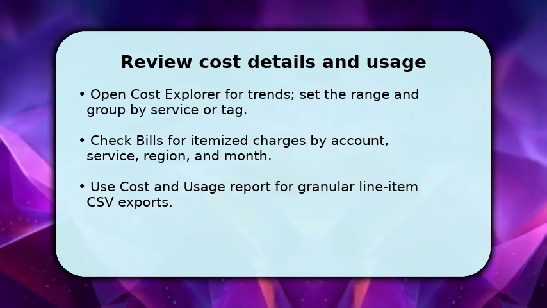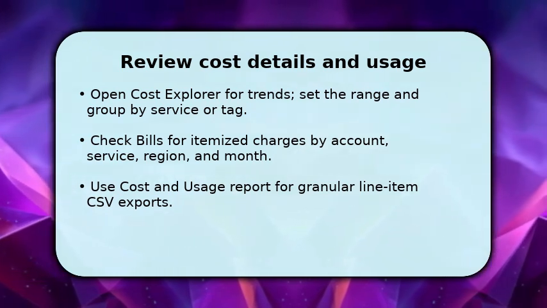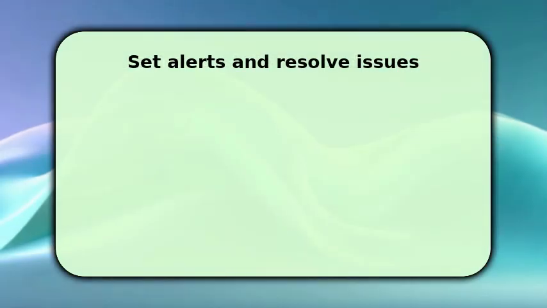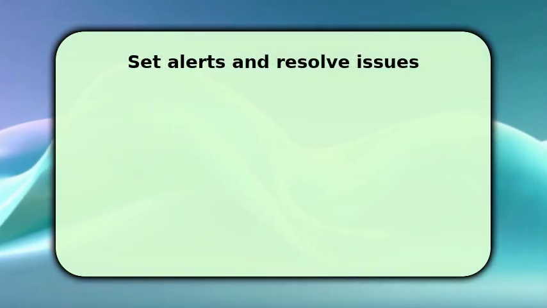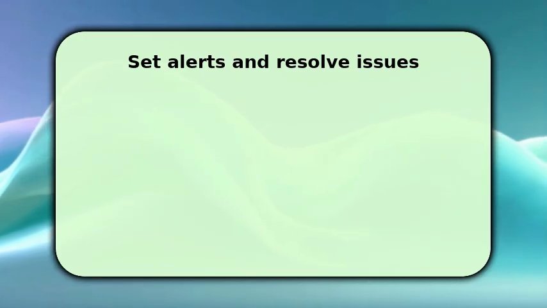Finally, you set protections and handle problems. Create budgets with alerts at thresholds like 80% to prevent surprises. Once done, you'll get emails or SNS notifications when limits approach.